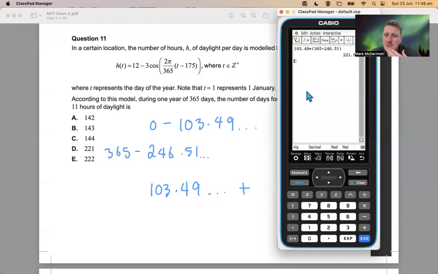Okay, and now we've got to think, do we need to round up or do we need to round down? I think we need to round down because we don't quite get 222 days of full sunlight, of 11 hours of daylight. We get 221.98, which is cruelly close to 222, but I think you need to round down because you don't quite get that full day. Hopefully I haven't made a rounding error there. Let me know what you think. I'm sure that's right.